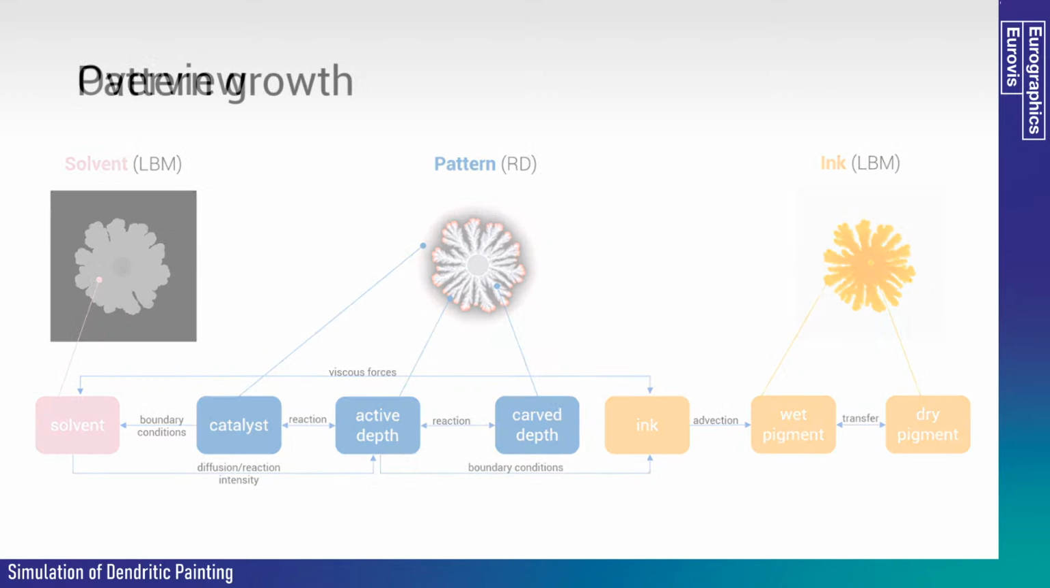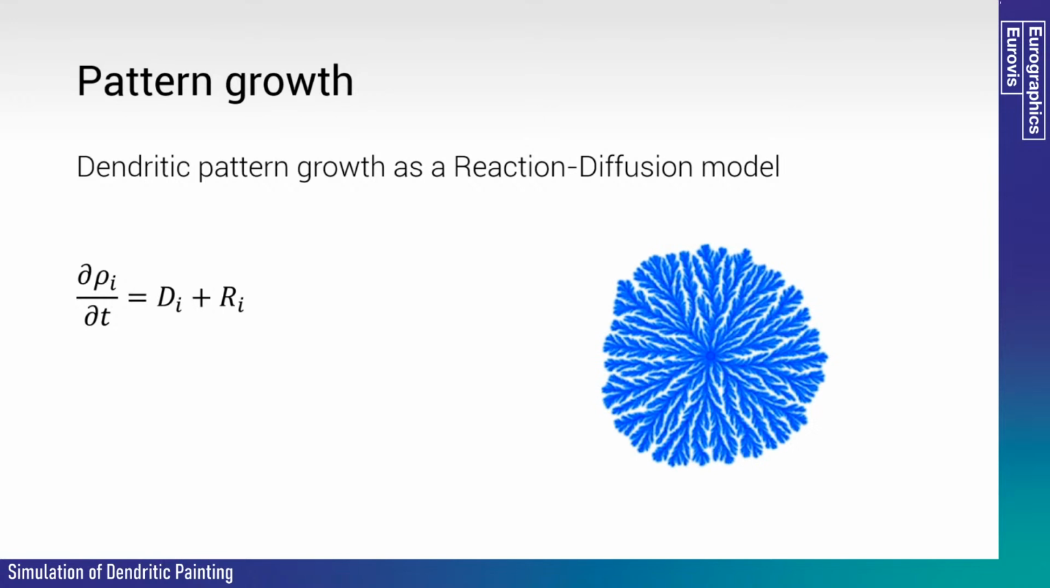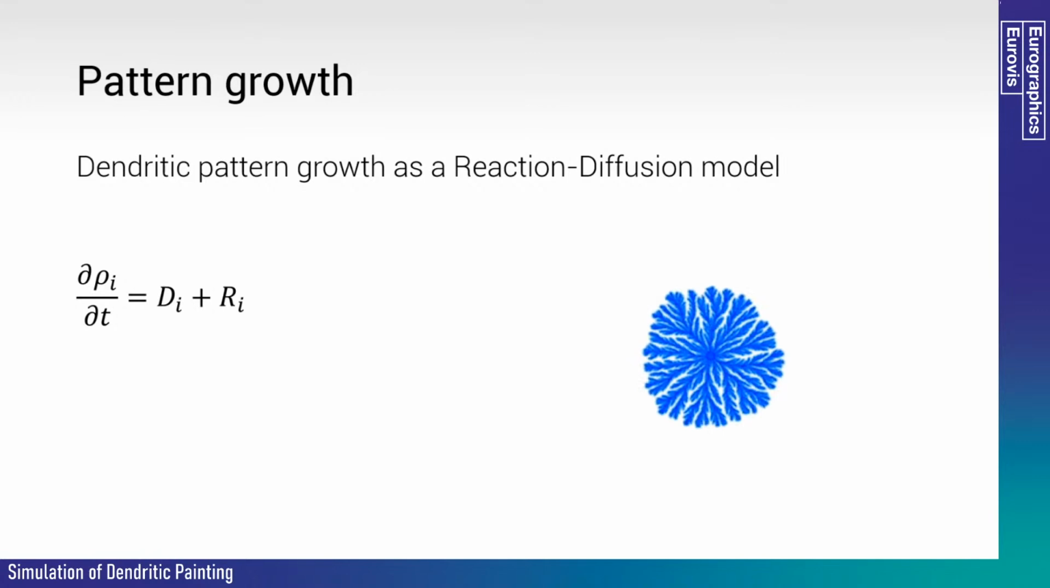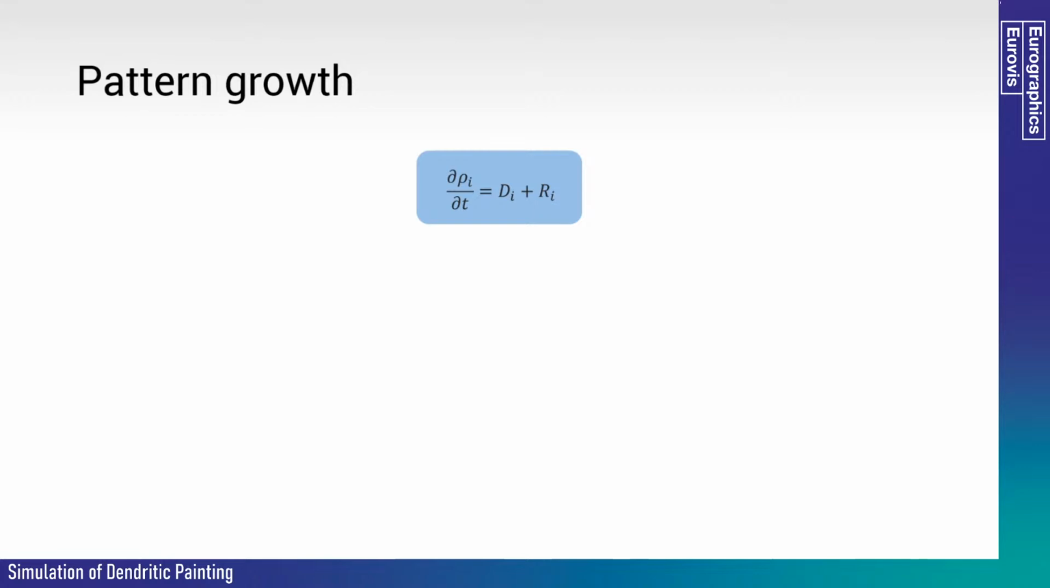Let's start with the pattern growth layer. As I've mentioned in the overview section, we simulate the dendritic pattern growth using a reaction diffusion model. This model is a well-known PDE that tracks the evolution of some scalar field over time as a result of a diffusion and a reaction. We have succeeded in modeling the complex branching effects thanks to the evolution of three different scalar fields, which are tracked using three different reaction diffusion equations. These scalar fields are the active depth, the catalyst, and the curved depth densities. Now, let's analyze each of these equations in more detail.